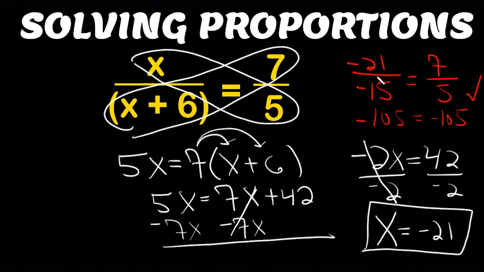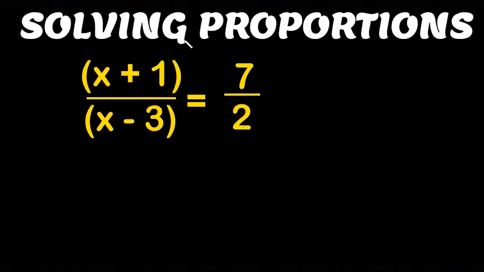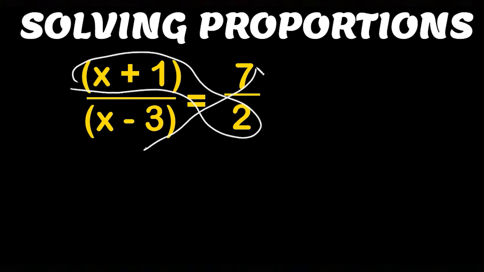All right, let's try one more example. So here's our last example. It looks a little more challenging. You have two terms on the numerator and denominator, but same thing, we're going to cross multiply here. So just be careful when you do this problem, right? We're going to cross multiply there and here. And remember, you are going to have to distribute.